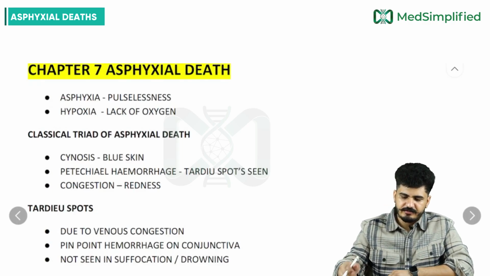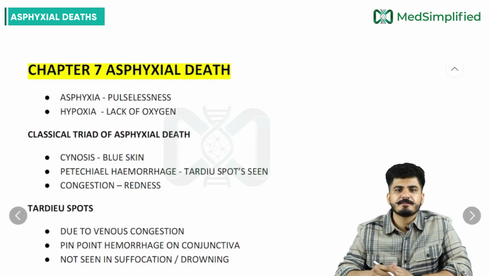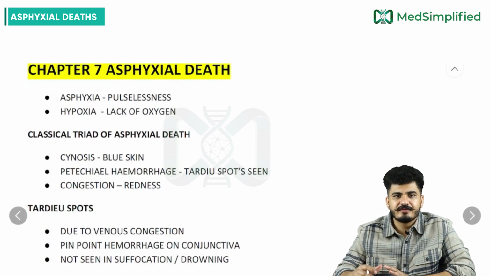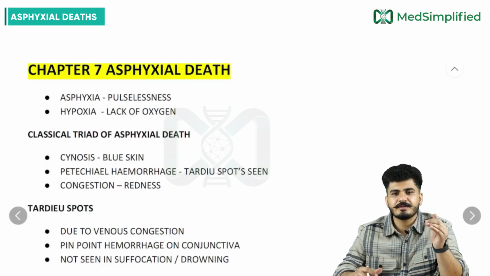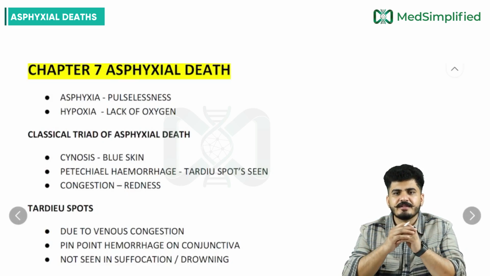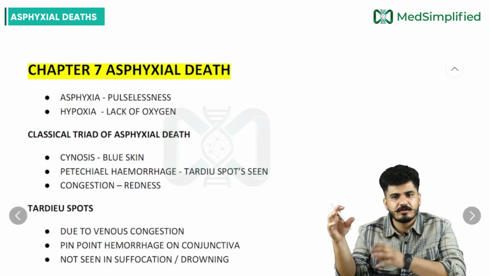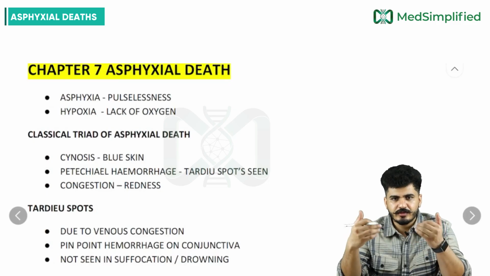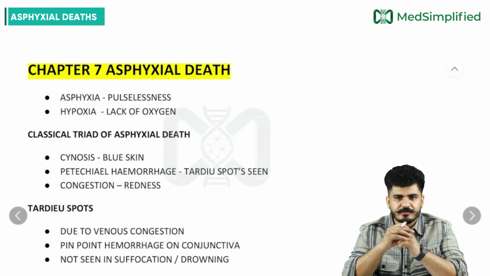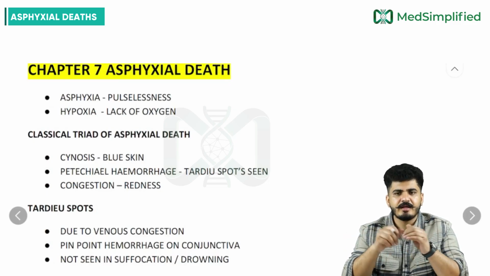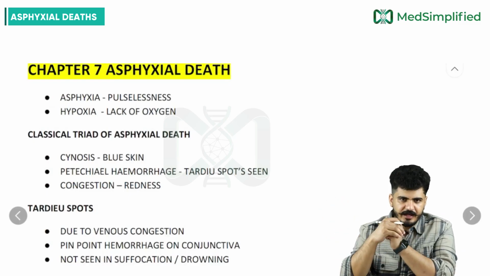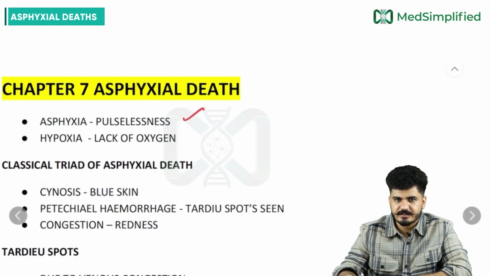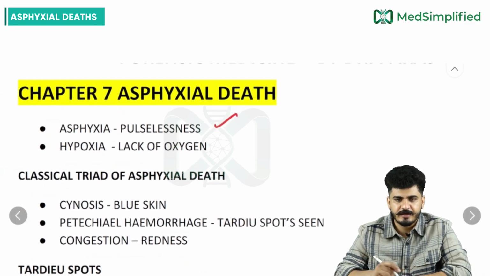First thing is asphyxia. Asphyxia means pulselessness. Once the pulse is absent, circulatory failure is there. After that, what will happen? After the circulatory failure, the tissue will not get oxygen. The moment the tissue is not getting oxygen, the tissue will go under hypoxia, and then after that, necrosis will happen. So asphyxia is nothing but pulselessness. The pulselessness is called asphyxia.